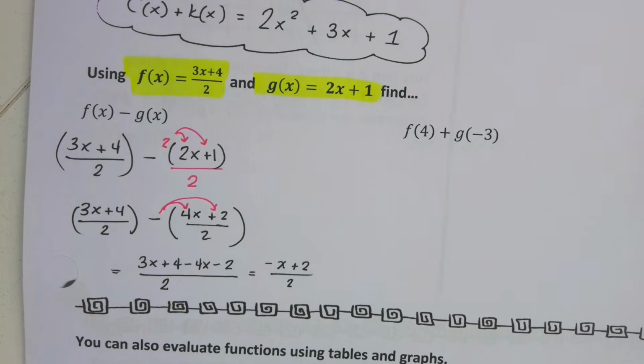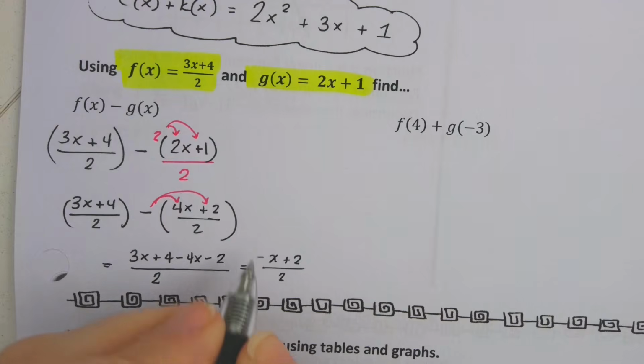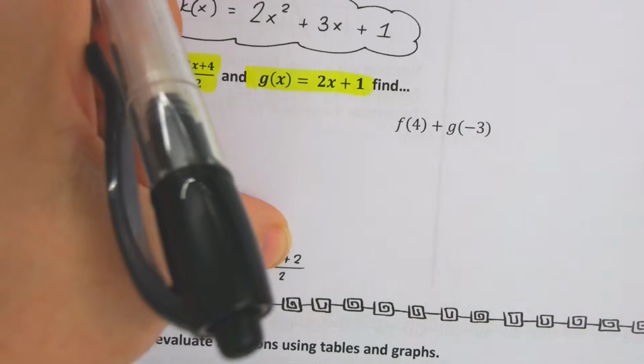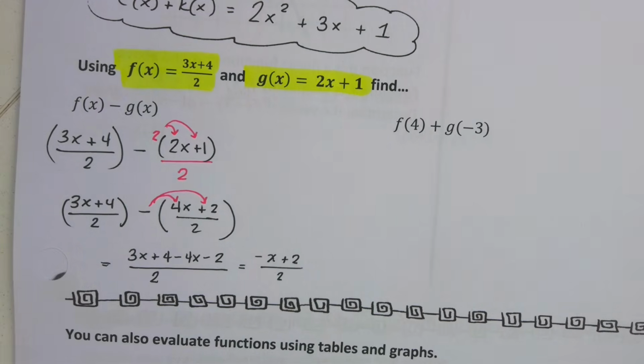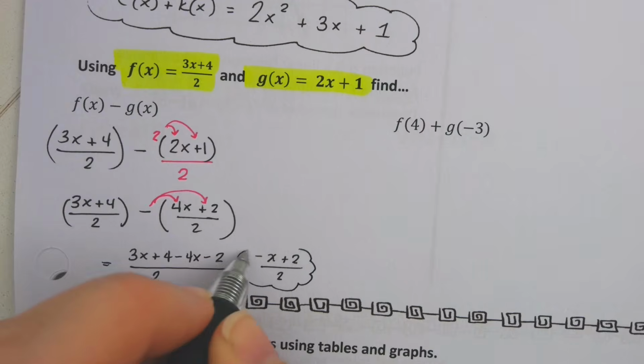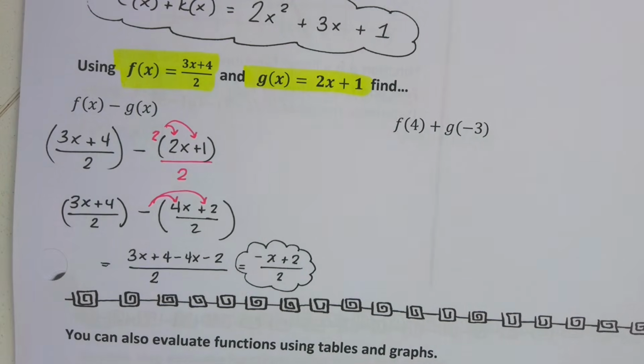You can simplify this one a little bit more if you want to. You can split it up into two fractions and write negative x over 2, and then 2 over 2 would simplify to 1. I'm just going to keep it like this. We've talked about how to simplify it if needed. There's our f of x minus g of x. What's different about the second one?